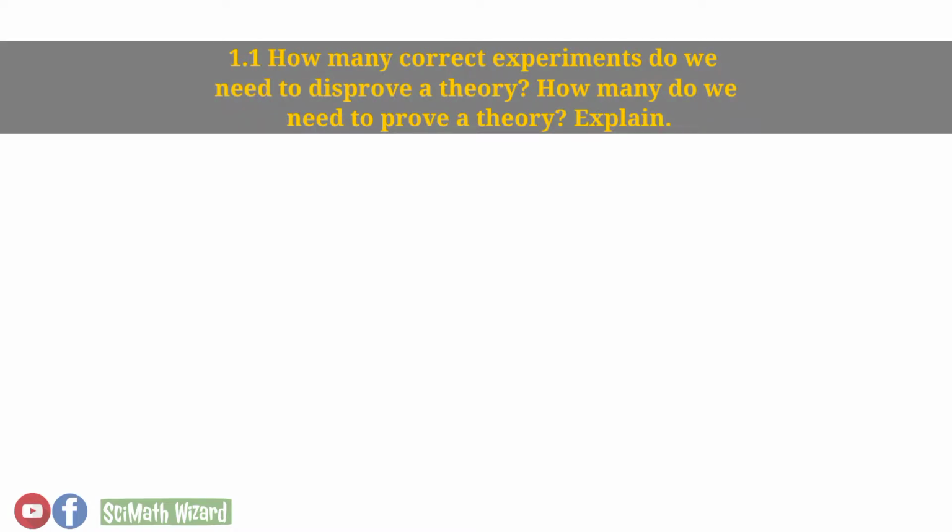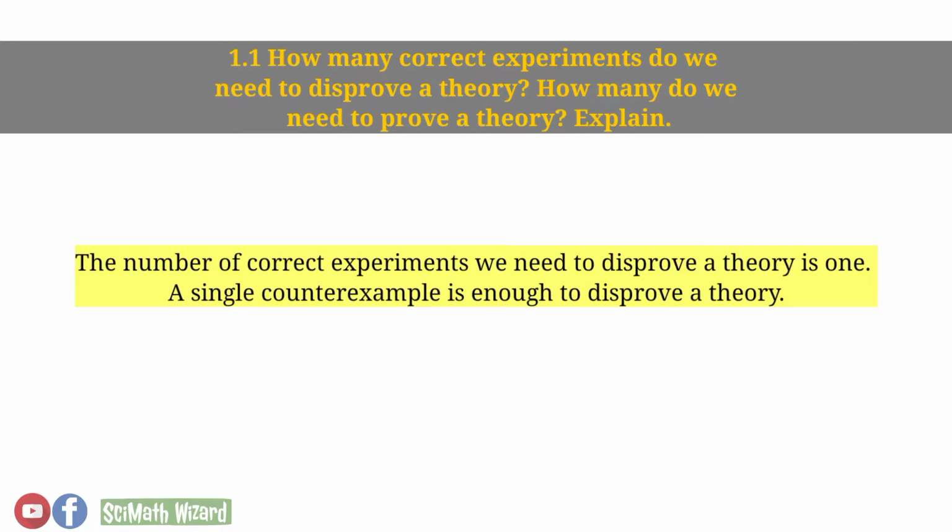Question 1.1. How many correct experiments do we need to disprove a theory? How many do we need to prove a theory? Explain. The number of correct experiments we need to disprove a theory is 1. A single counterexample is enough to disprove a theory.